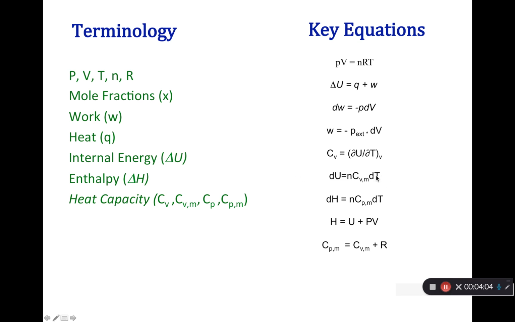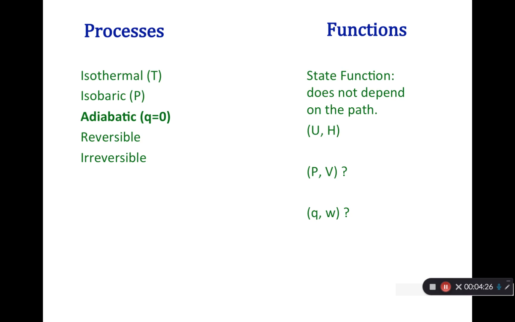Note, when the change in temperature is 0, for ideal systems, the change in internal energy and the change in enthalpy must also be 0. The definition of enthalpy is the internal energy plus the product of pressure times volume. CPM and CVM are the molar heat capacities at constant pressure and constant volume, and this is the relationship between them. Good.